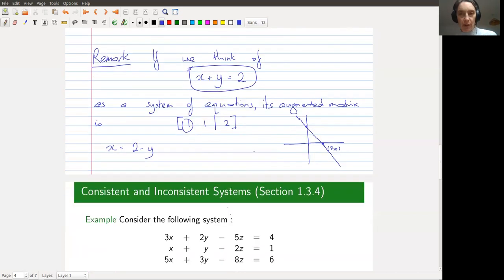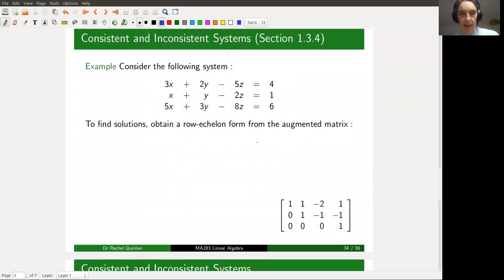Okay, one more thing to mention in this lecture, and then we will leave it for today, which is about so-called consistent and inconsistent systems. So here's another example, a system of equations. Here it is: 3 equations, three variables x, y, z. And of course, suppose we want to solve this system.